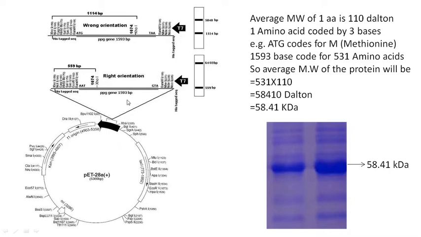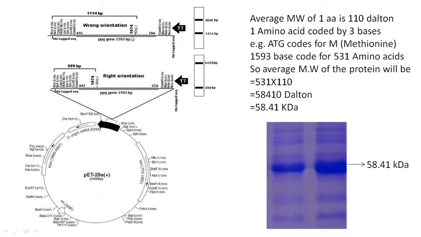And here I have shown you how we can clone a gene of interest or foreign gene into this bacterial expression system. So here you can see this is a T7 promoter containing vector. This is the T7 promoter, and there is a gene, which can be any gene. I have shown you an example of a PPG gene that I cloned during my PhD time. Here you can see how this gene can be cloned in two ways, wrong orientation and right orientation.